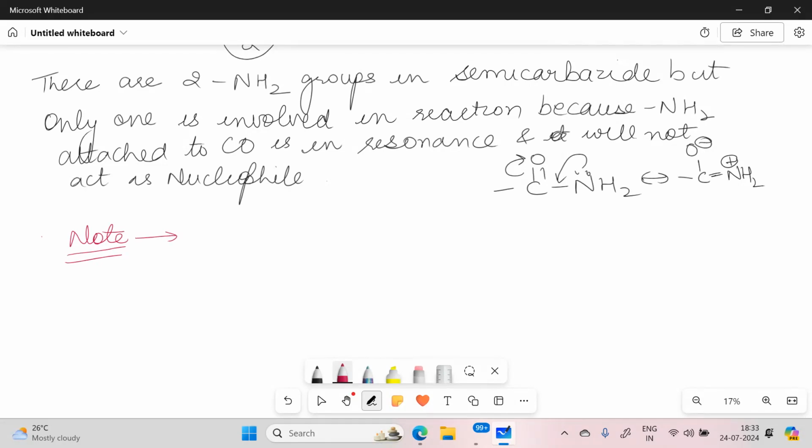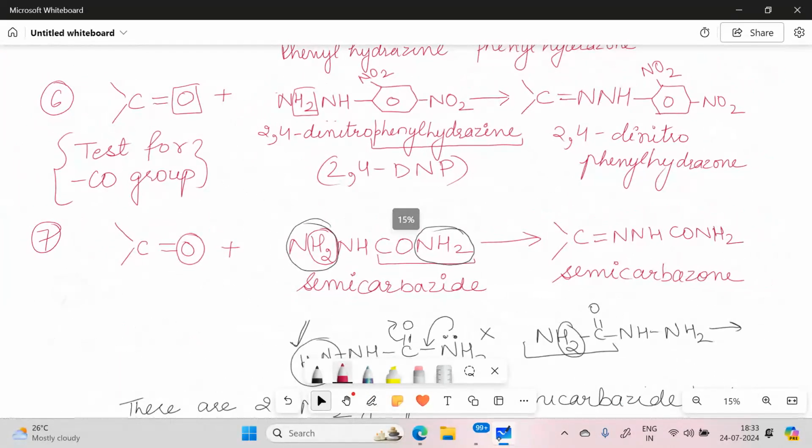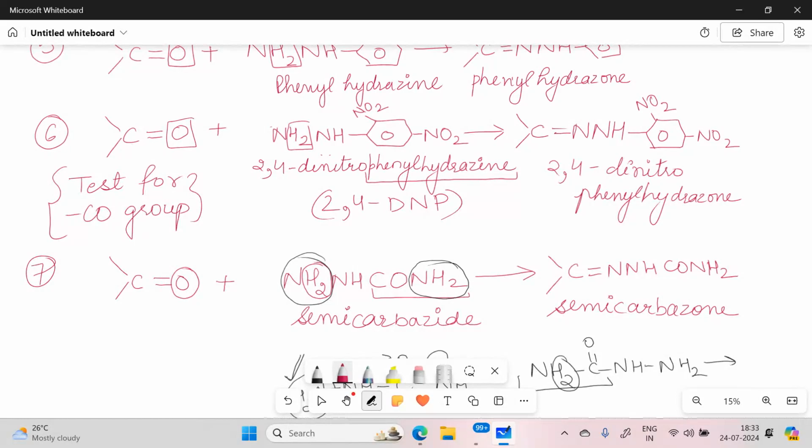Now the last note of this reaction. These are all the 7 reagents: ammonia, primary amines, hydroxylamine, hydrazine, phenylhydrazine, 2,4-DNP, and semicarbazide. Okay, one more thing I forgot to tell here. This is a test for carbonyl group, 2,4-DNP. Please mention one thing here.